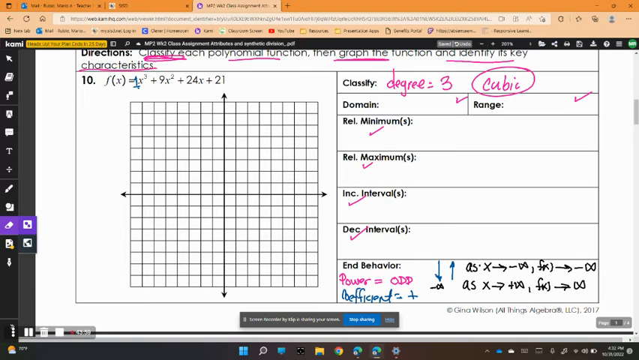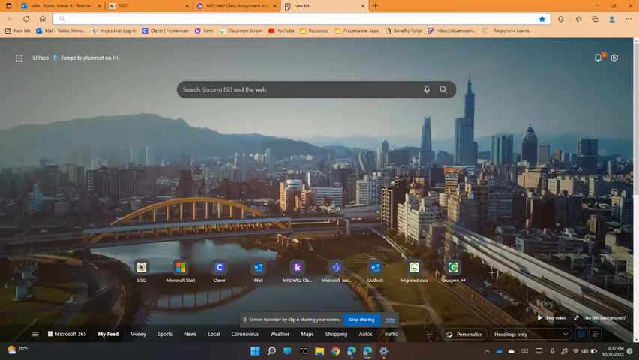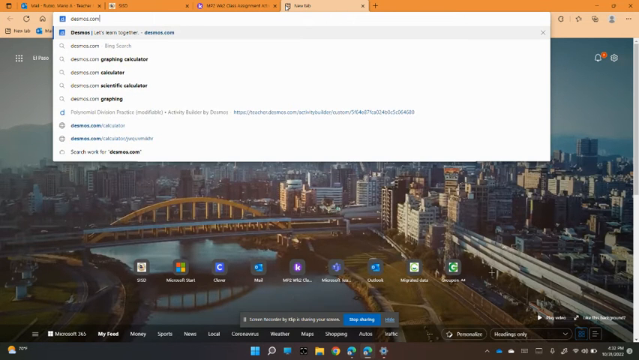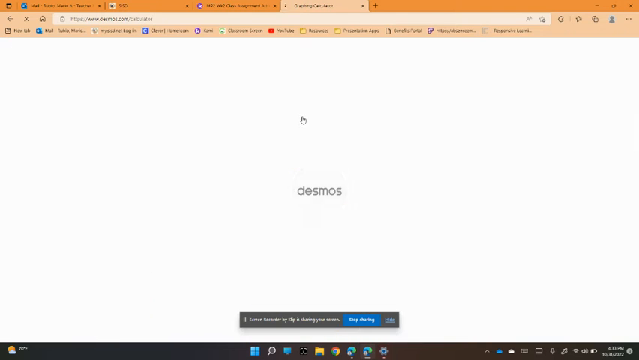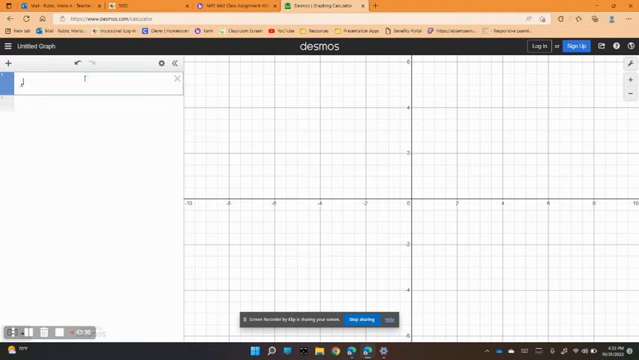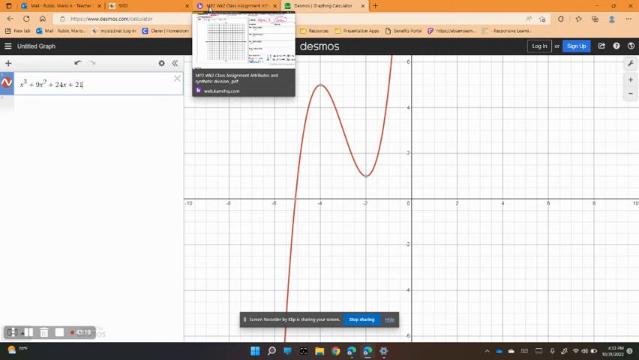Here's what I want you to do. Go to Desmos.com. Take this equation, x to the power of 3 plus 9x squared plus 24x plus 21, and graph it into Desmos.com. Let me show you where. Select graphing calculator and type it in here: x to the power of 3 plus 9x squared plus 24x plus 21. That's my graph. So I just need to transfer this over to the worksheet.